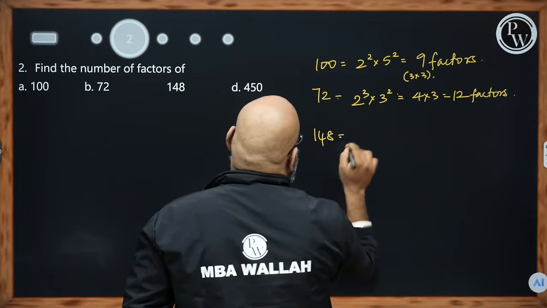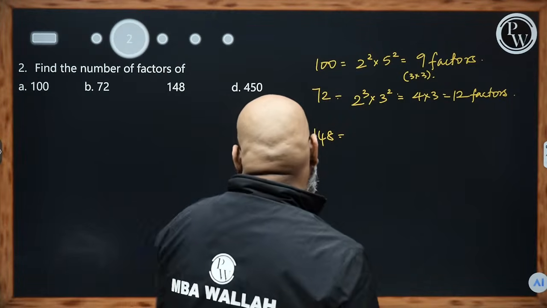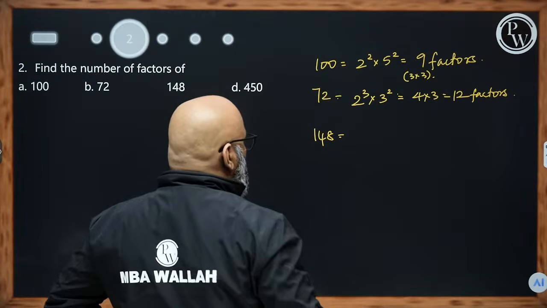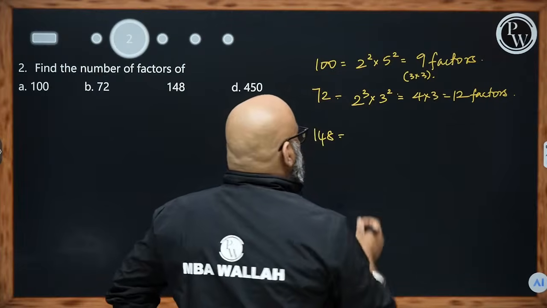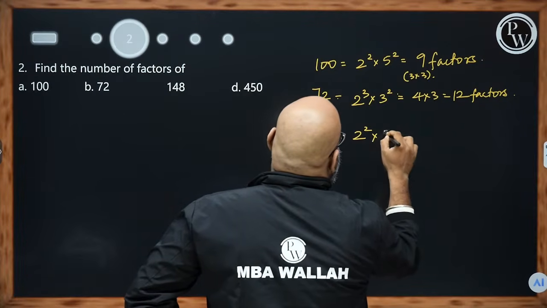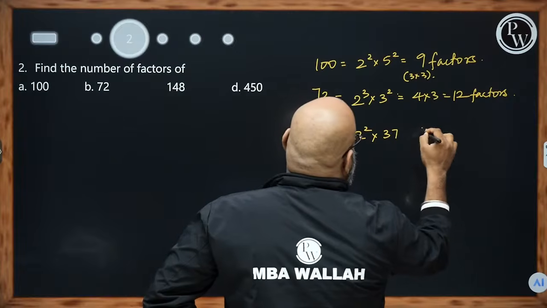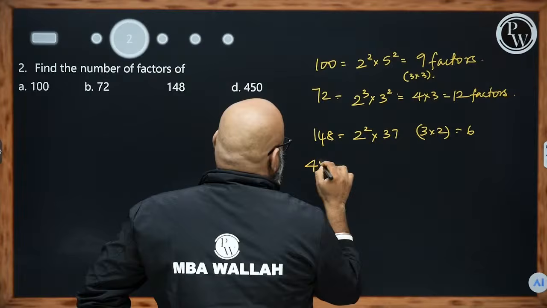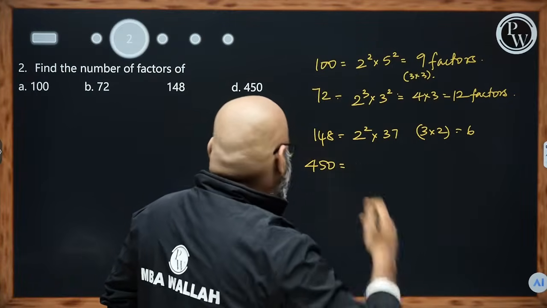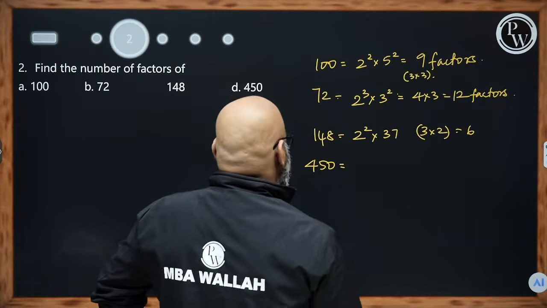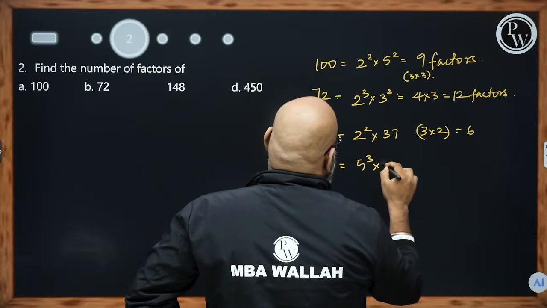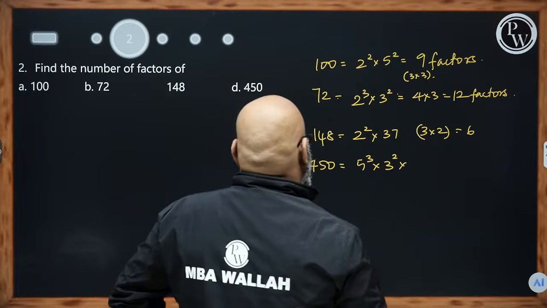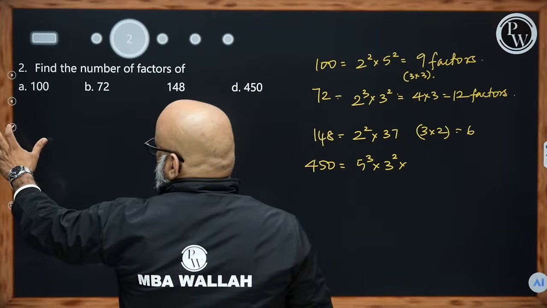148. 148 goes nicely. 74 into 2. 74 is 37. 2 square into 37. 37 is prime. So that's 3 into 2. That is 6 factors. 450. 45 into 10. Oh no, not 5 cube. 5 square, 3 square.